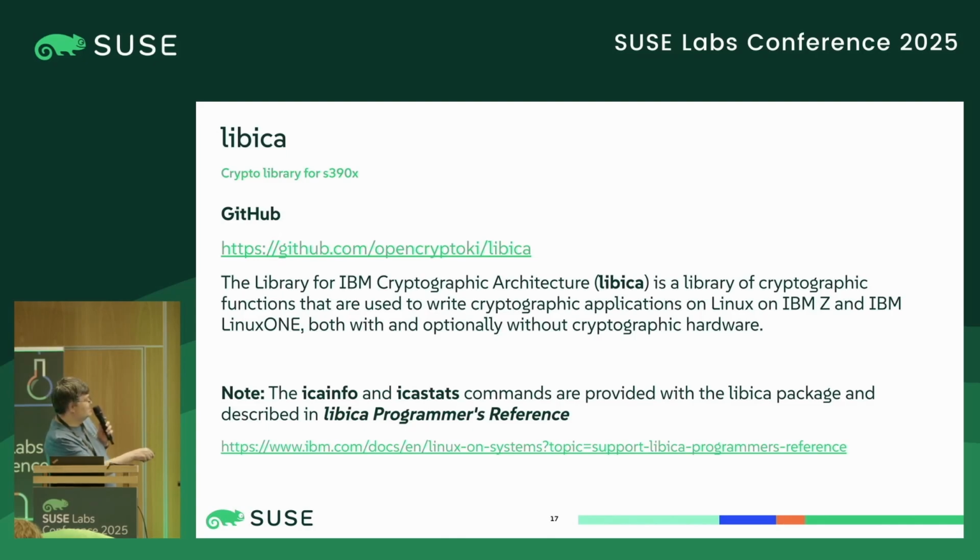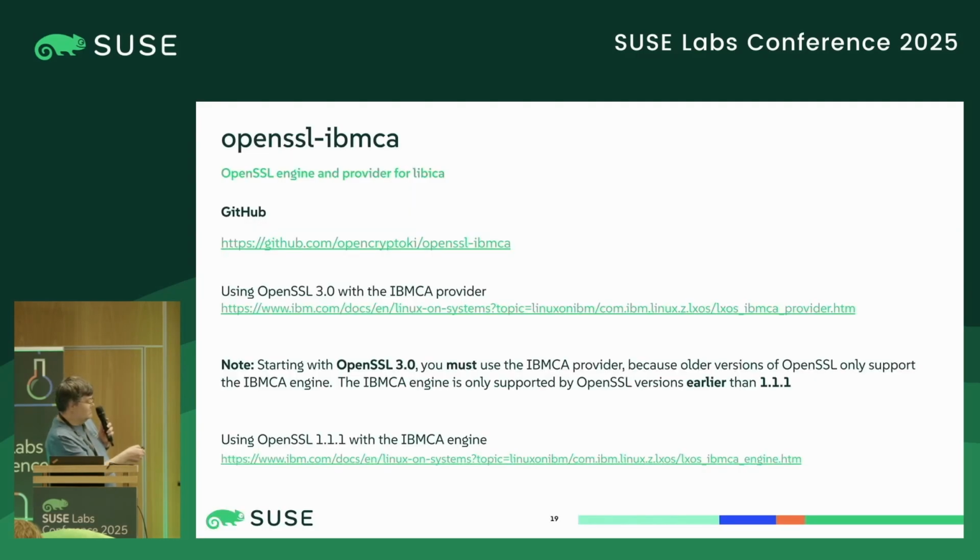There are two commands that I use, ikinfo and ikstat. This is IBM's link where you can find the documentation called the Libica programmer reference. You have the OpenSSL engines and provider. Engines are available only for OpenSSL version 1.1. We have it in SLE 15.